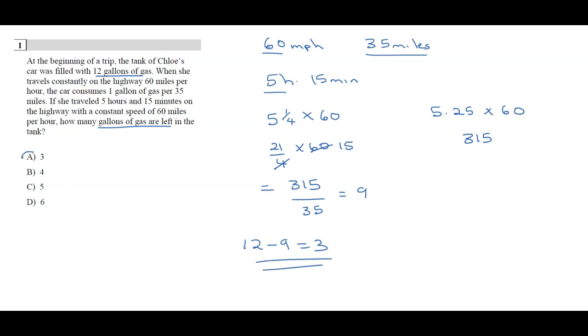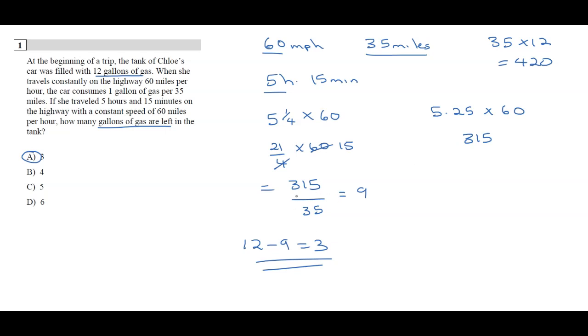So let me show you another approach that I think is worthwhile. So if she travels at 60 miles per hour and she burns 1 gallon for every 35 miles, when she travels 35 miles, she burns 1 gallon of gas. So what I can actually do is find out how many miles she can travel with the amount of gas she has in the vehicle. And that will give you 35 multiplied by 12, which is going to give you 420 miles.